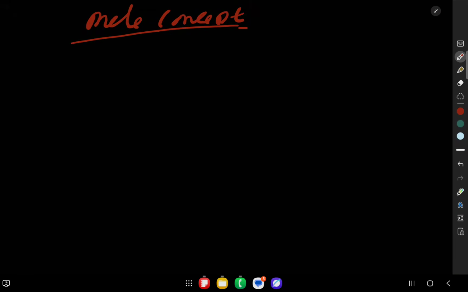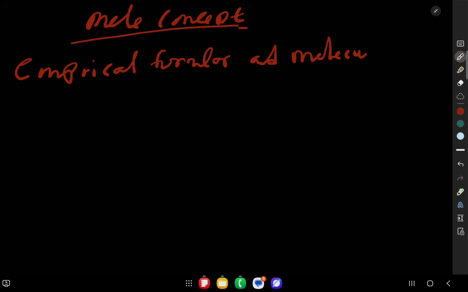Class, which is chemistry. So today we are doing mole concept, and to be specific, under mole concept we are doing what is called empirical formulas and molecular formulas. So we are doing empirical formulas and molecular formula.